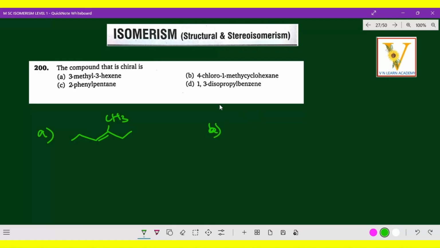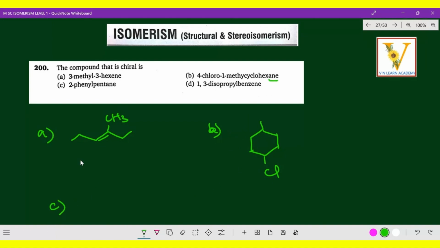That means this is B, 4-chloro 1-methyl cyclohexane. So cyclohexane, first let us draw. Here, 4-chloro 1-methyl cyclohexane. This is chloro. So 4-chloro 1-methyl cyclohexane.